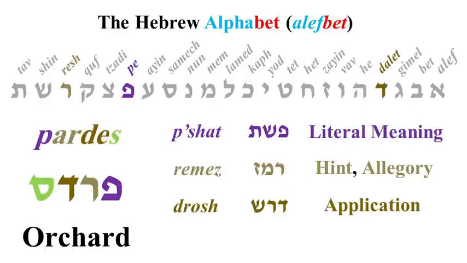Then you have the Drosh level. The Drosh level is the application. How do you apply that verse to your life? And then finally is the Samek, the Sod level. The Sod is the Hebrew word for secret or mystery. So there's going to be some deeper things in that verse. Okay? And the scribes and the sages and the rabbis believe that any verse can be broken down into these 4 levels and you can be learning more and deeper things.